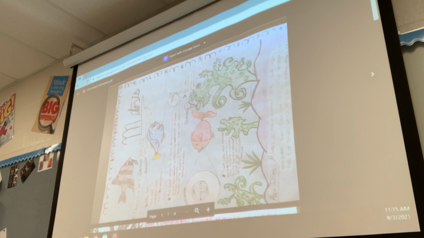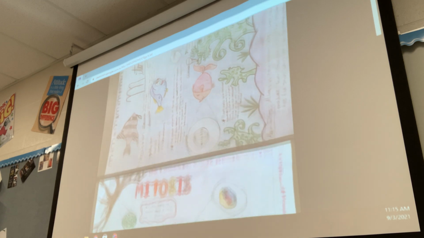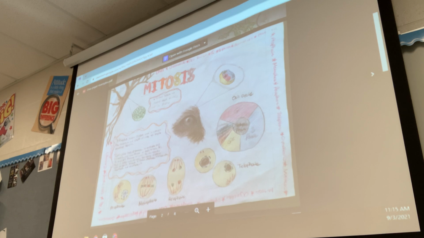It needs to have a border, something that has to do, in our case, with the rock cycle. Then it's got to have a title, and it has to have colorful pictures. Here's another one that was really good. You can see a border and a title, and then lots of colorful pictures. This time they were doing the different steps of mitosis. My anatomy students are also going to be doing a one-pager very soon too.